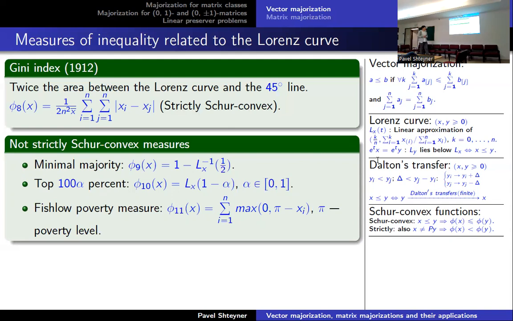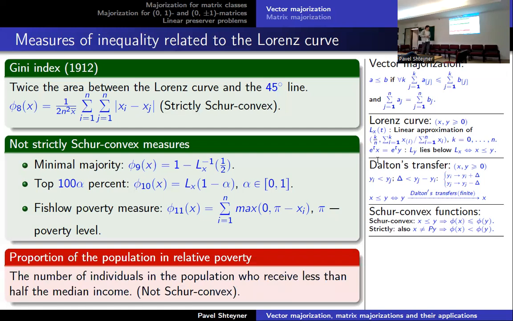Here we have the inverse. Top 100 times alpha percent is the amount of wealth that is controlled by the top 100 times alpha percent of individuals. Fiscal poverty measure: here is the chosen poverty level, and this is the total amount of wealth that needs to be transferred from individuals above the poverty line to people below the poverty line, in order to bring them all up to this level. And the counterexample: the proportion of the population in relative poverty, so the number of individuals who receive less than half of the median income. This measure is not Schur-convex.